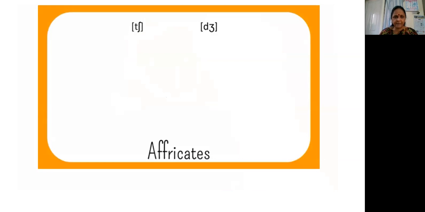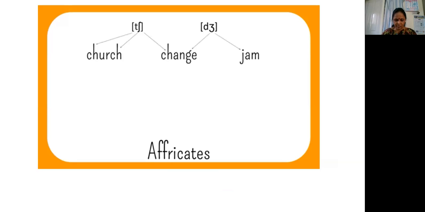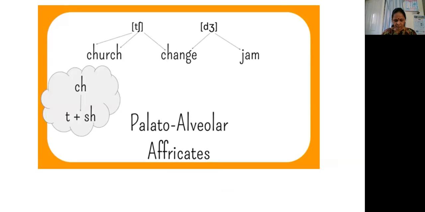A fricative is air being pushed through a small gap, whereas an affricate is a plosive followed by a fricative. These are ch and j, like in church and change and jam. It's strange to think of ch as being a ts followed by a sh, but if you listen extremely closely, you can hear where the plosive is followed by a fricative. Try it yourself. These are the palato-alveolar affricates and are sounded by placing the blade or tip of the tongue behind the alveolar ridge.